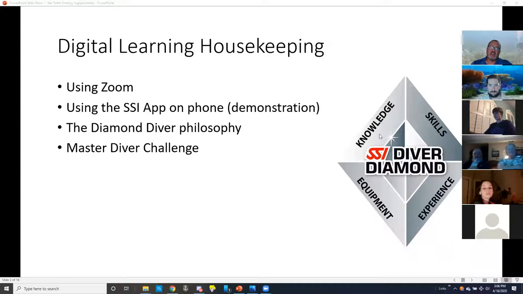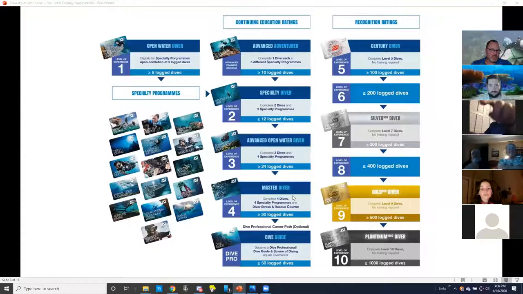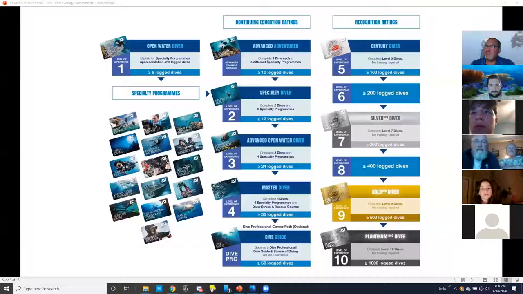So I want to introduce you to this, if you don't know it. This is, again, the SSI levels of divers and how you move up in your level of diver, right? So when you start out diving, you learn an open water certification. That's the beginning dive level. Now there's some things you can do before that, like discover scuba diving. But you get about 5 log dives doing that, a skin dive and 4 dives.